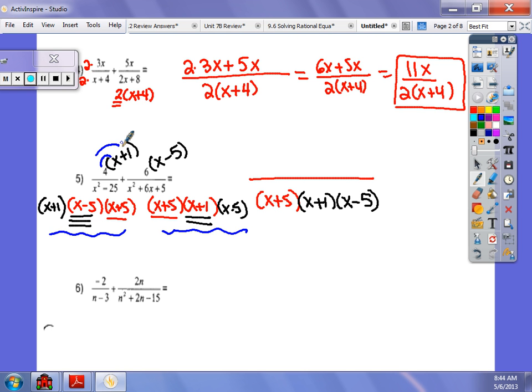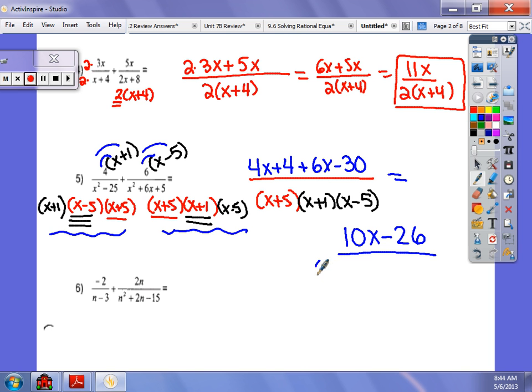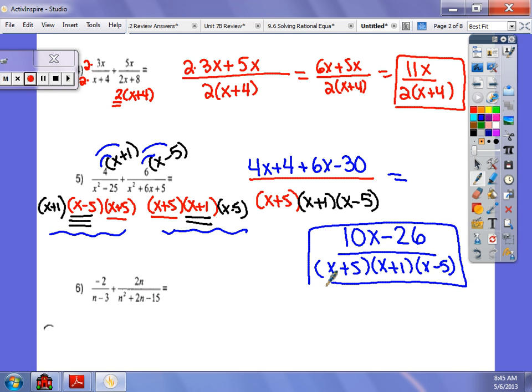So I'm going to distribute, and I get 4x plus 4. Distribute again, I get 6x minus 30. So now when I combine like terms, I get 10x minus 26 all over this long denominator. Now if you had decided to cross multiply, you would have had a lot of squares and cubes to deal with, and then it would have been really, really long to solve the problem.